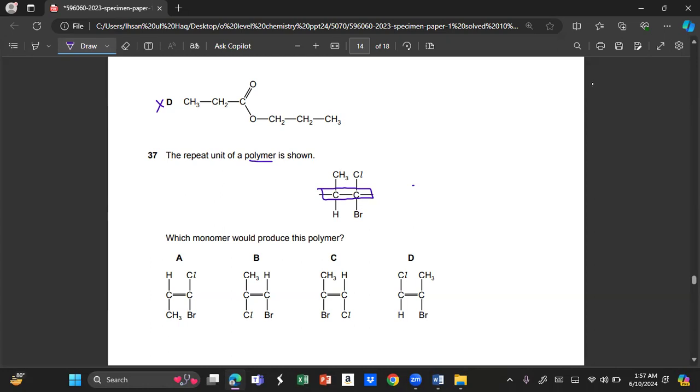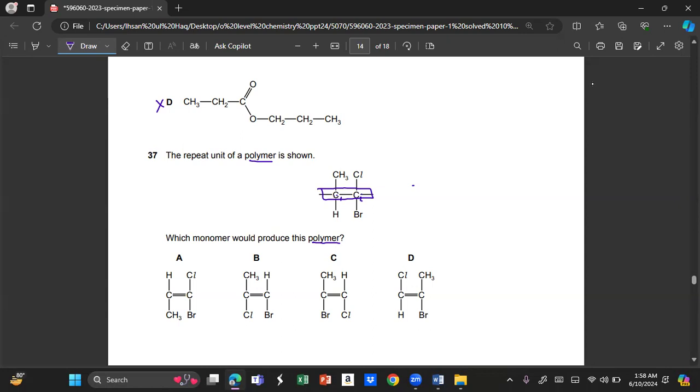If we move to the options now, which monomer would produce this polymer? So what is common in polymer and monomer? We have the same empirical formula. See, with these two carbons, the first carbon has one hydrogen and the other CH3. The second carbon, which is connected to the first carbon, must have Cl and Br. It does not matter whether Br is up or down, but they are on the same carbon. Now see which option we have in monomer.